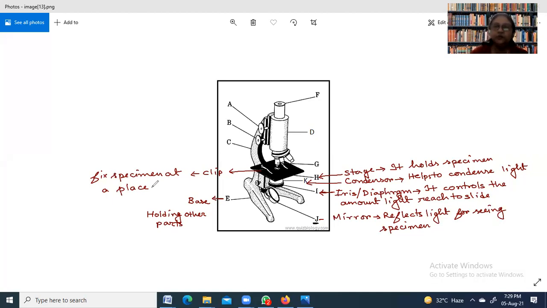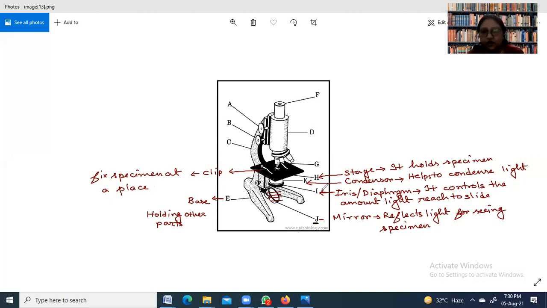To solve this problem, what is done nowadays is they replace this mirror and in place of it, they put one light bulb, the glow of which can be controlled. So that way the microscope can be used during night time also, in absence of sunlight. The second modification that is observed is this stage.